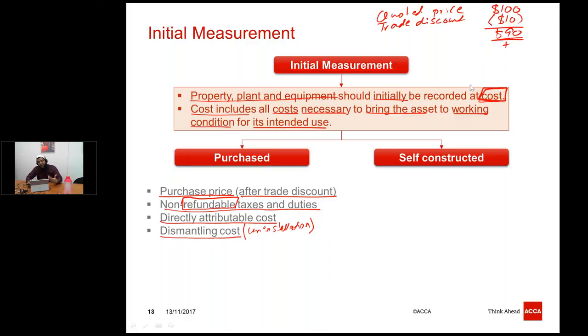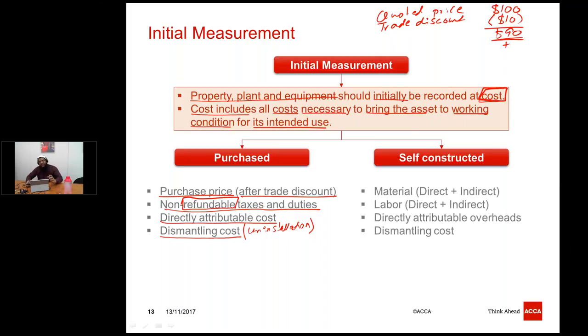Can you get the purchase price back? No, it is a non-refundable cost of the asset. Can you get the installation cost back? No, that is a non-refundable cost. This is going to be capitalized. But any tax that I'm going to get back is not a cost and will not be capitalized. So: the purchase price after trade discount, not cash discount. Non-refundable taxes and duties, any tax or duties which I'm not going to recover. Directly attributable cost: transportation cost, installation cost, testing cost, any other cost. And fourth, the dismantling cost, the uninstallation cost. These are the four areas that are going to be capitalized.